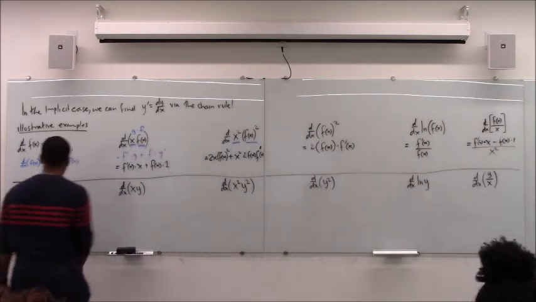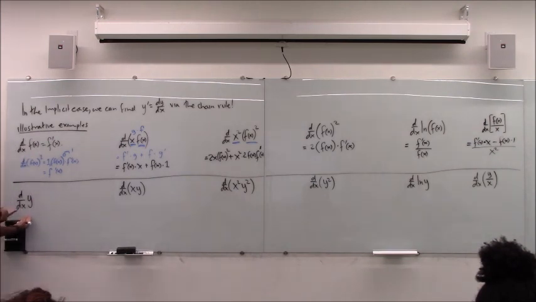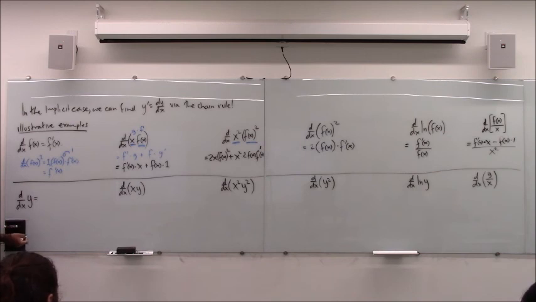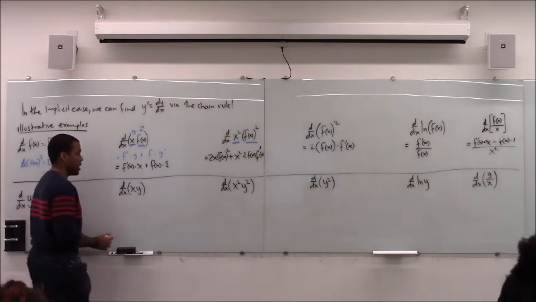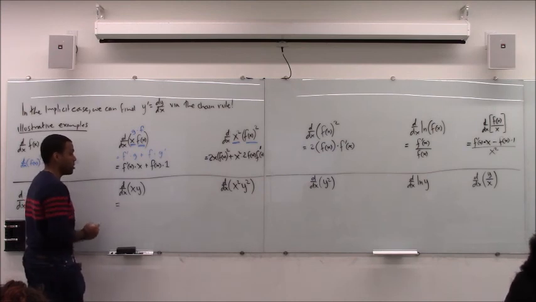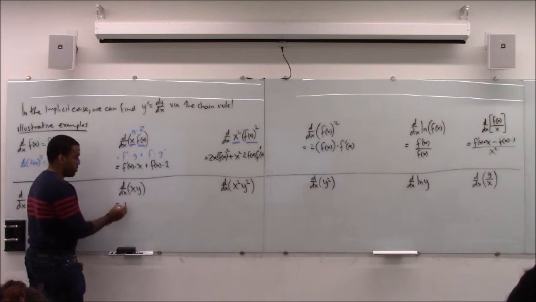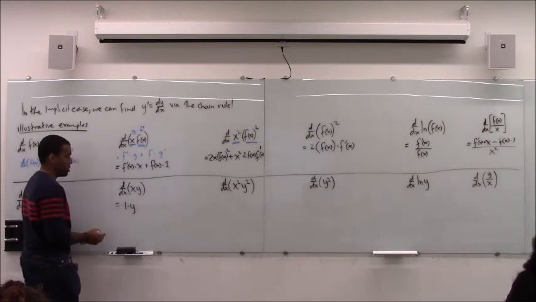Back to the beginning. What does this look like? d/dx of y. It's just y prime. What if I have x times y and I find the derivative of that? What would that look like? x prime, which is 1 times y.